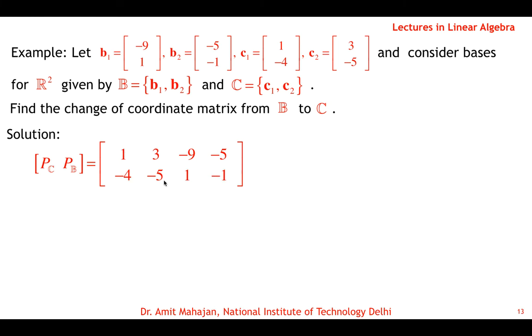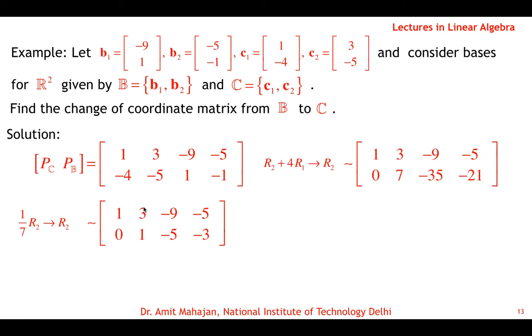Now if we reduce these first two columns into identity, then the last two columns will automatically become the coordinate matrix from B to C. We have to make this element 0 using this leading one. So row 2 plus 4 times row 1. Clearly minus 4 plus 4 is 0, minus 5 plus 4 times 3 is 7, 1 plus 4 times minus 9 is minus 35, minus 1 plus 4 times minus 5 is minus 21. Only the second row changes, the first row remains the same. Now we have to make this diagonal entry 1, so divide the second row by 7.